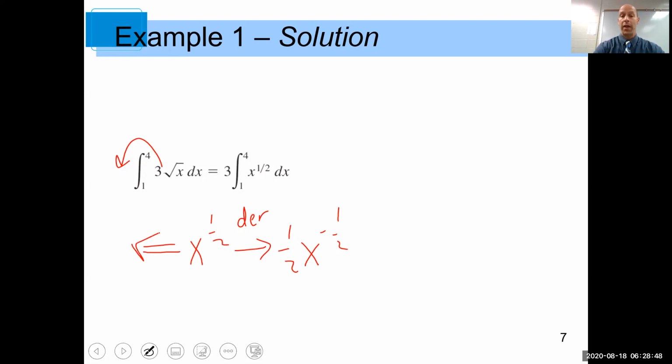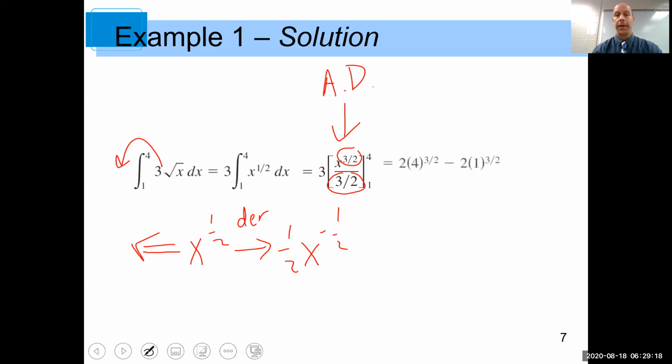Remember, what we did here is we pulled the exponent to the front and then we subtracted 1. So what we're going to do is just the opposite. We're going to add 1 to the exponent, and then we're going to divide by whatever that new exponent is. So when you add 1 to 1/2, you get 3/2, and then of course you divide by 3/2. So this is indeed the antiderivative. And then we're going to evaluate that from 1 to 4.